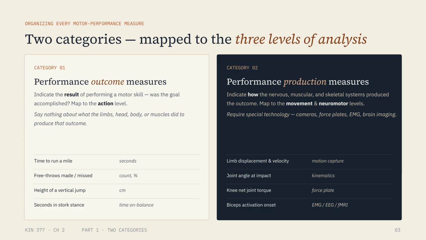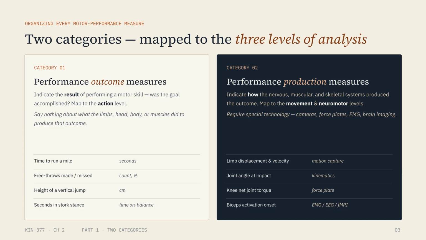Notice what these measures don't tell you. They say nothing about which muscles fired, which joints rotated, or how the limbs were coordinated. They only describe the outcome. On the right, performance production measures. These tell us about how the body produced that outcome, what the limbs, joints, and muscles were actually doing. Limb displacement, joint angles at impact, knee torque, EMG patterns, brain activity. Production measures map directly to the movement and neuromotor levels of analysis from Chapter 1. Outcome measures map to the action level. 2 categories, 3 levels, same conceptual world.